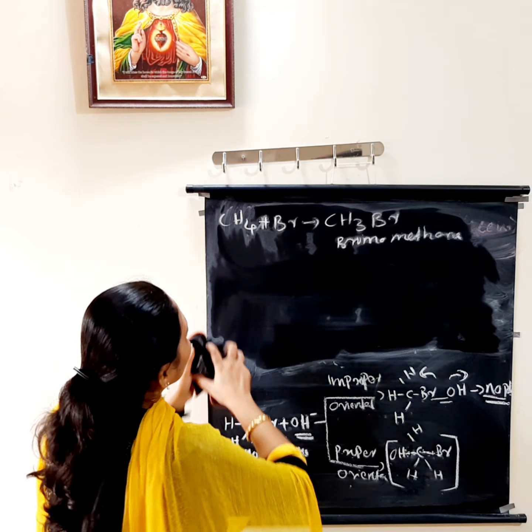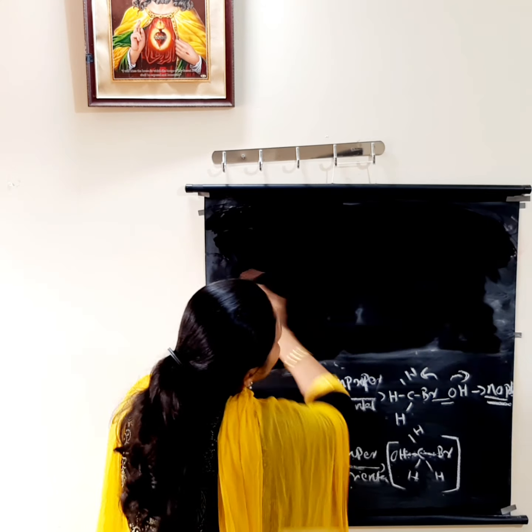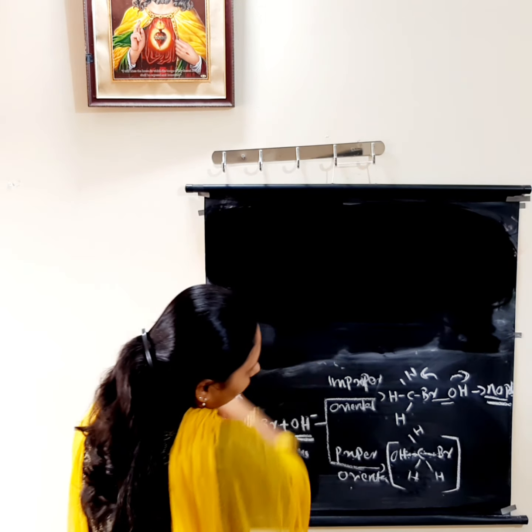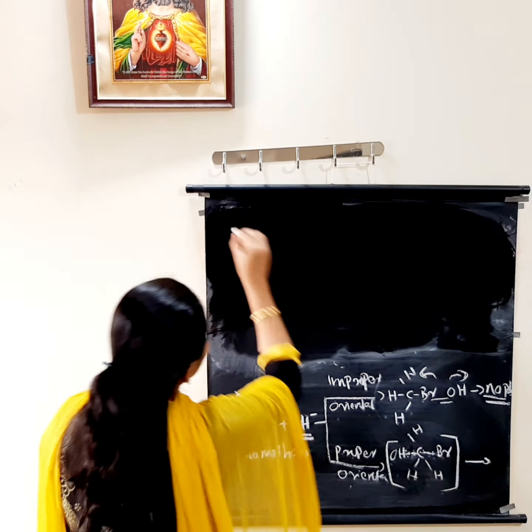After forming that intermediate complex, there is no place, so I will draw here. Here is the arrow mark.